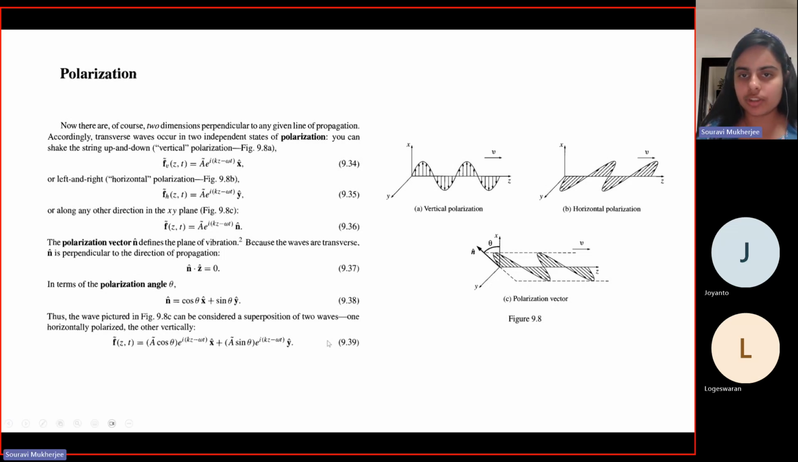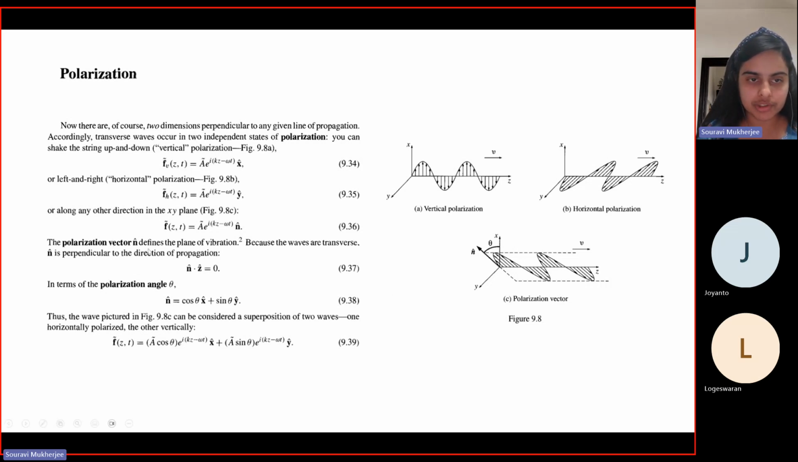Okay, so suppose your wave is propagating in the z direction. That means there are two options for the electric field. Both the electric field and magnetic field will be mutually perpendicular to each other. The electric field has to be either a vertical polarization or a horizontal polarization, or a combination of the two. So the plane of polarization should be perpendicular to the direction of propagation of your wave, right?